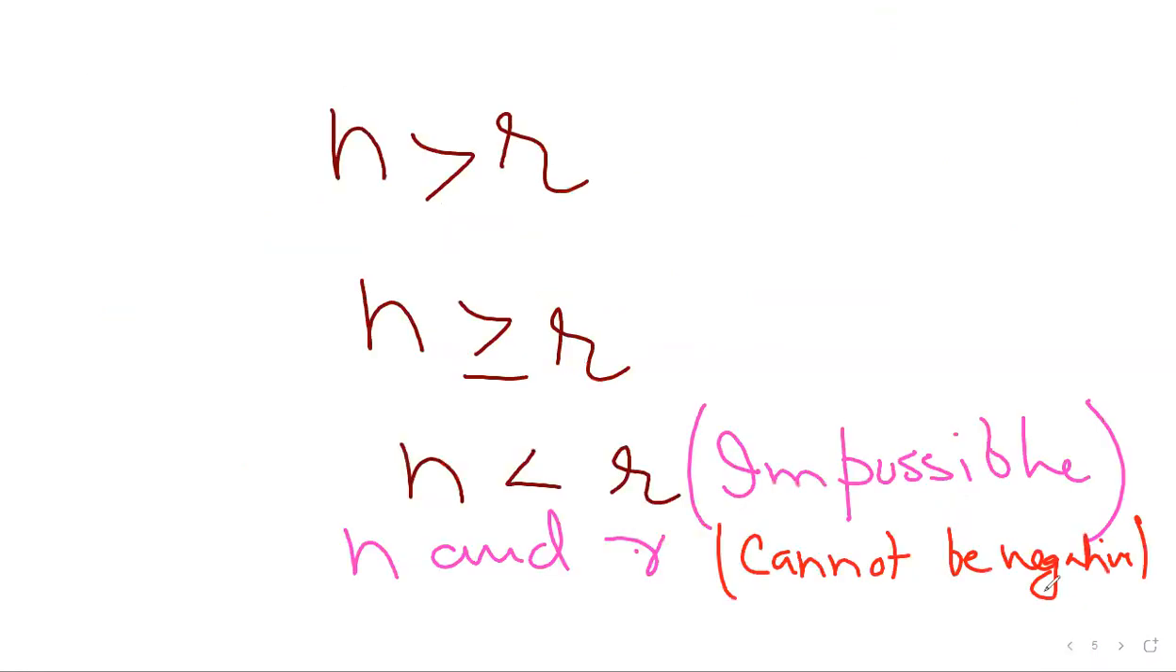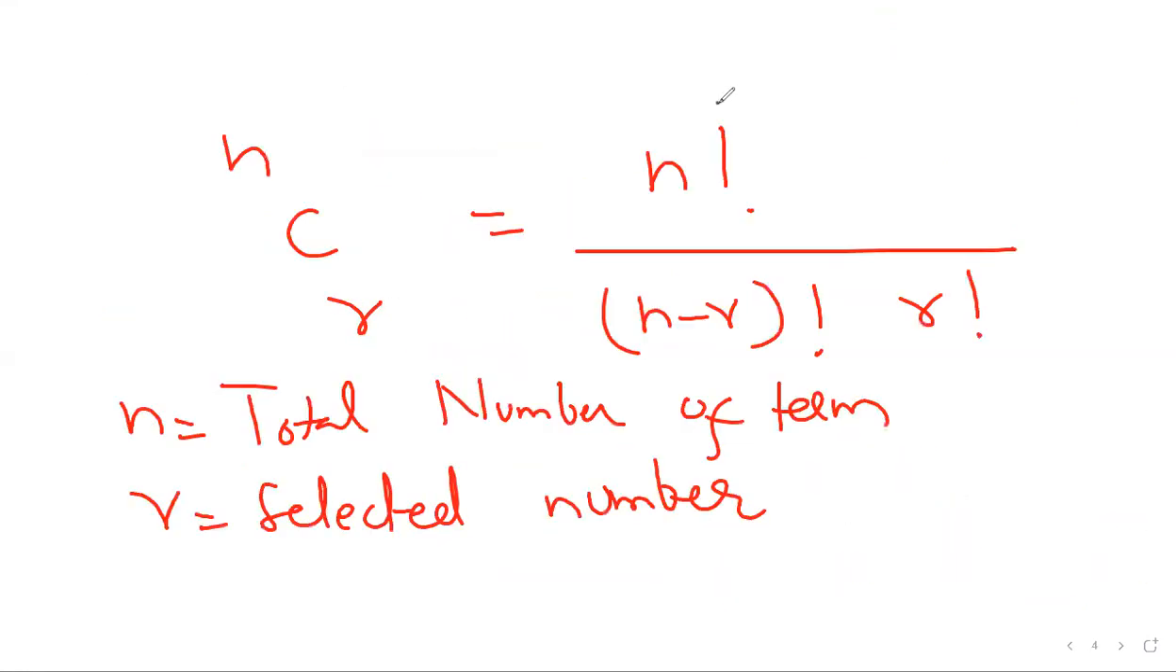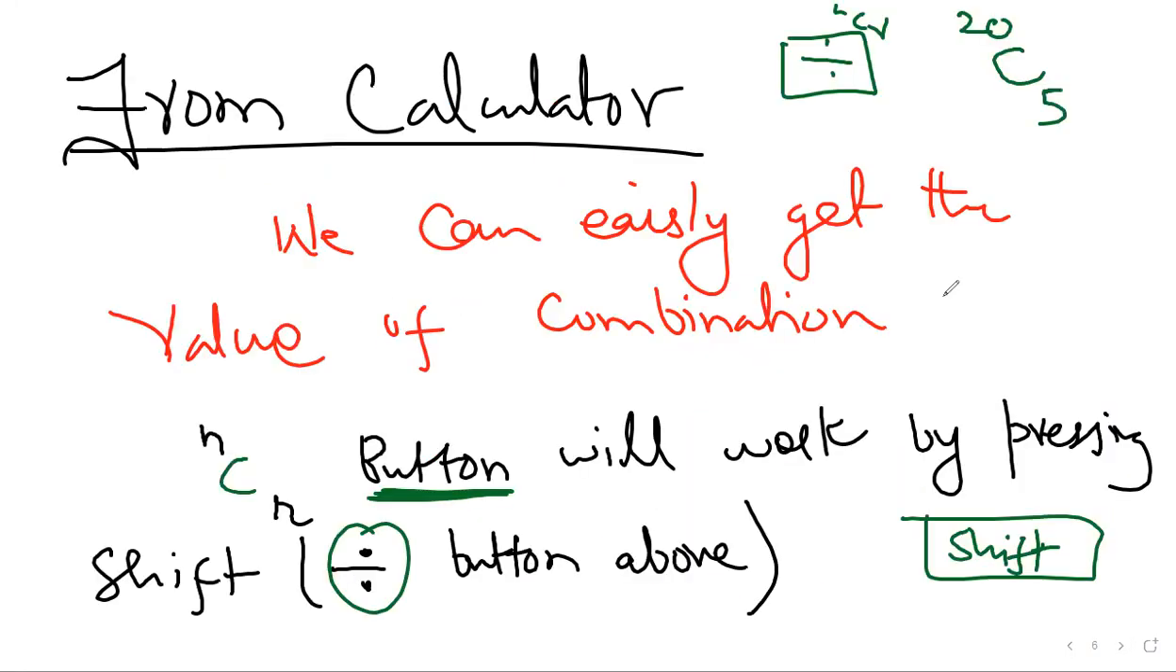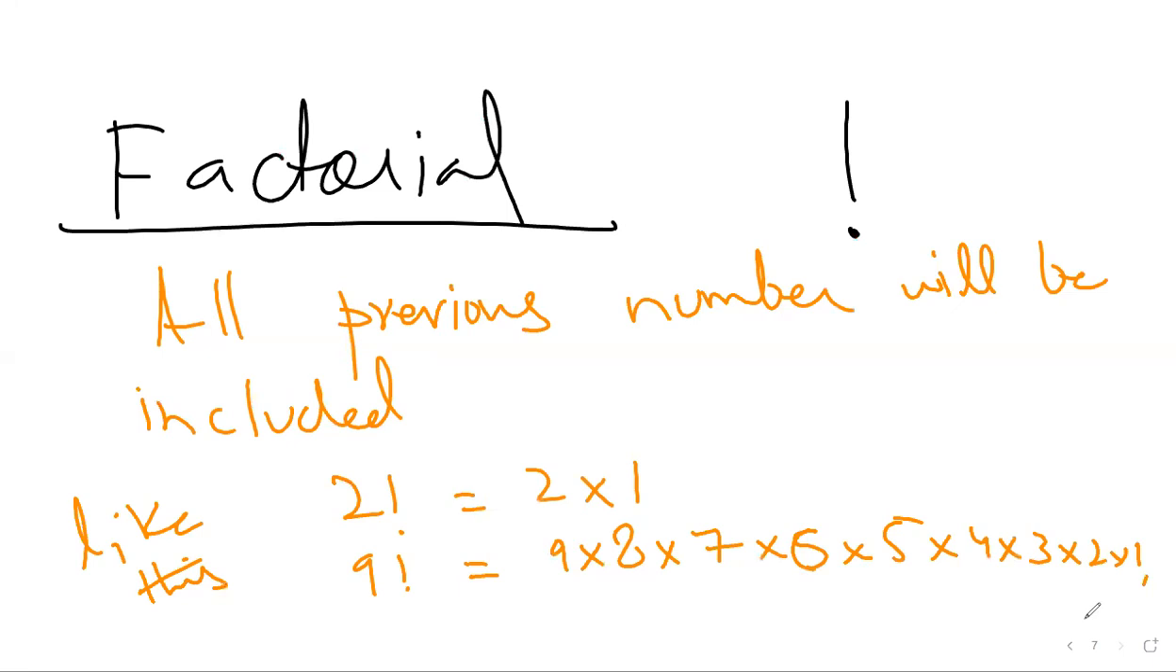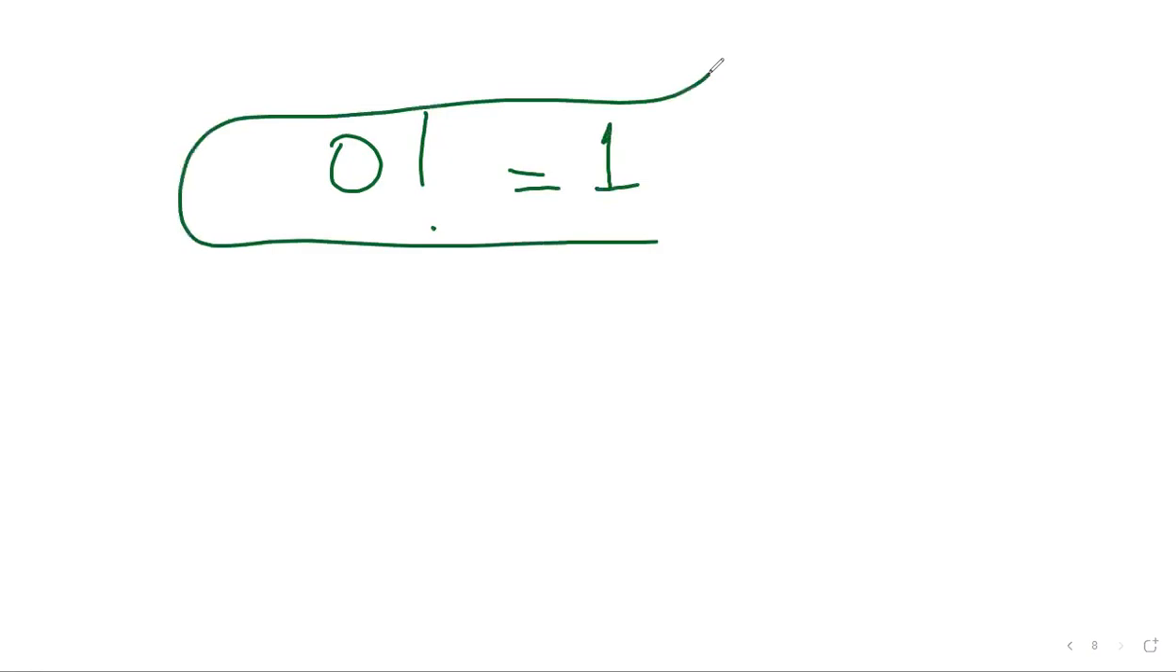Now you need to think about one more thing. In the calculator, you found this sign. This is the sign of the factorial. What is the concept of the factorial? All previous numbers will be included, like 2 factorial is 2 into 1, 9 factorial is 9, 8, 7, 6, 5, 4, 3, 2, 1, like this. And one more thing I want to tell you, 0 factorial is equal to 1. Now, I'm not discussing the rule or the proof of it, but you need to learn it. 0 factorial is equal to 1.